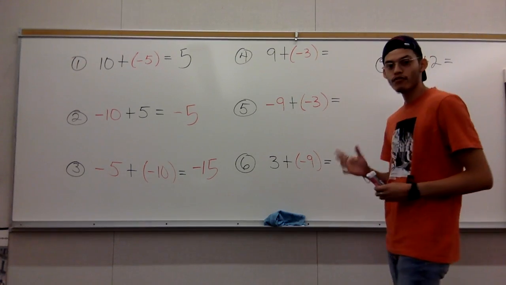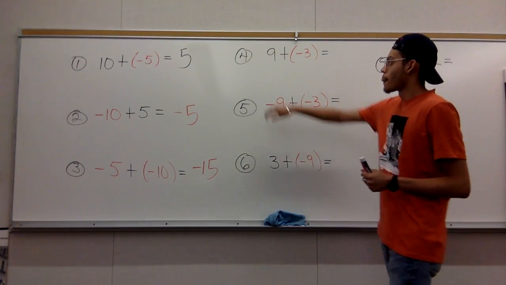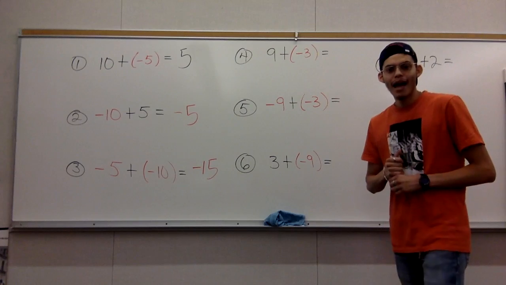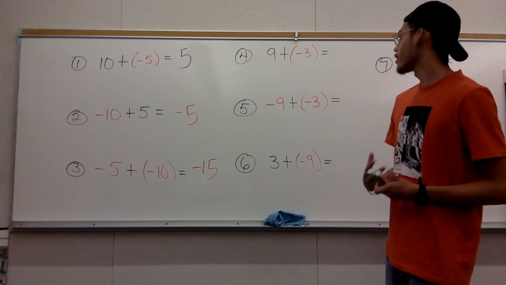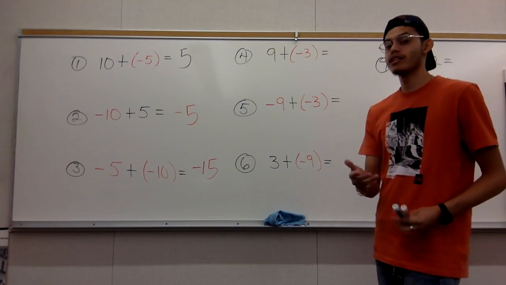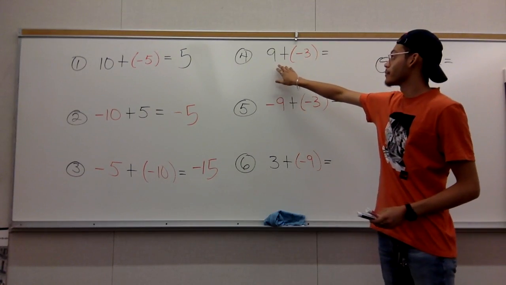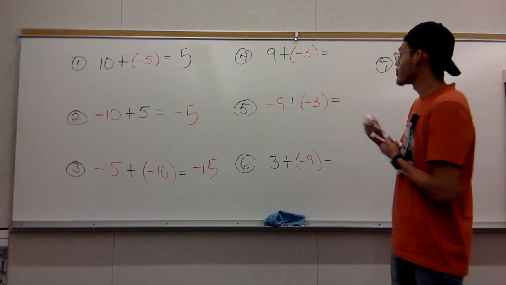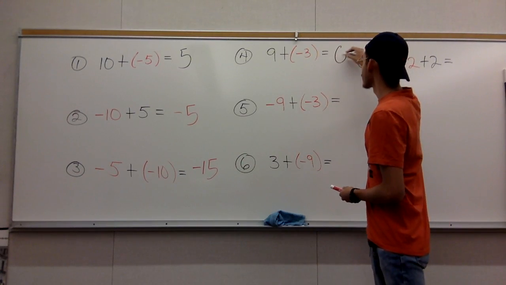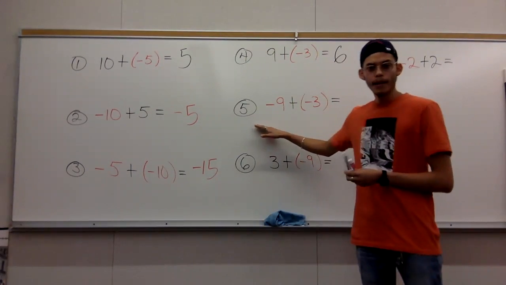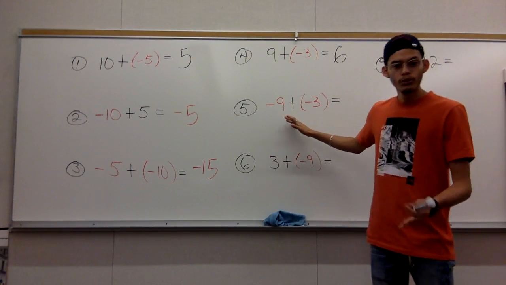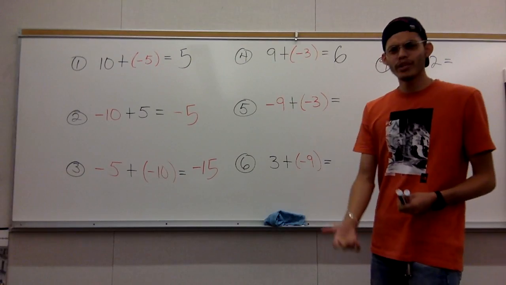All right, the final four problems that we have. Number four, if you have $9 and then you owe me $3, you're going to have to give $3 out of your pocket. It'd basically be 9 minus 3, and then you'd be left with $6, of course.